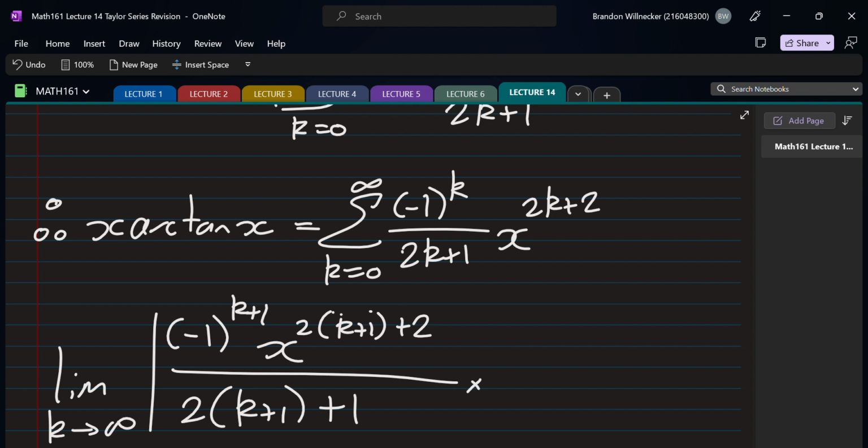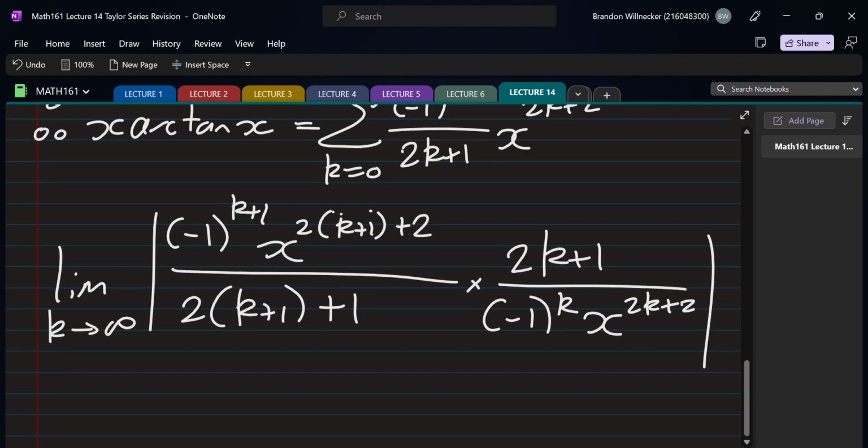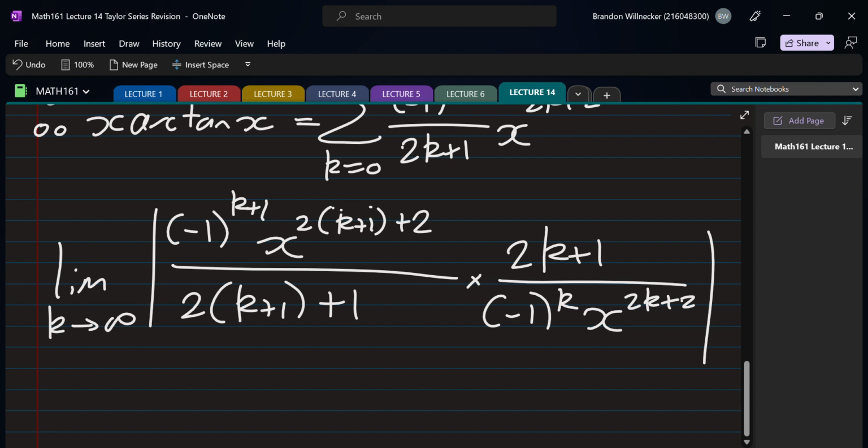Then we need to divide by the k term, but since the k term is a fraction, if you divide by a fraction, you can multiply by the reciprocal. So we can write that as (2k+1) over (-1)^k, x to the 2k plus 2. Okay, so dividing by the fraction or multiplying by the reciprocal.